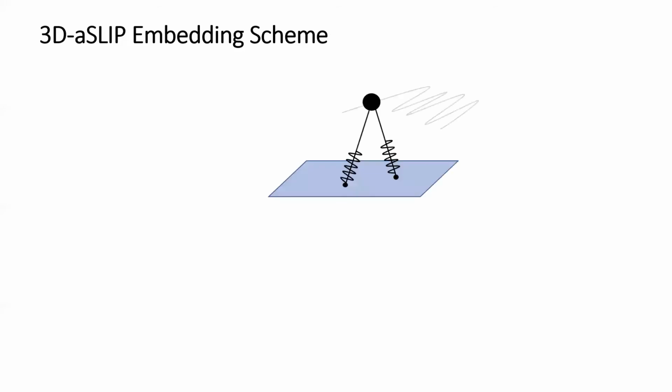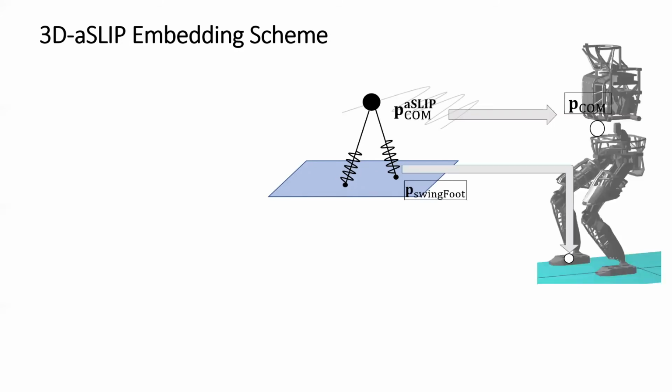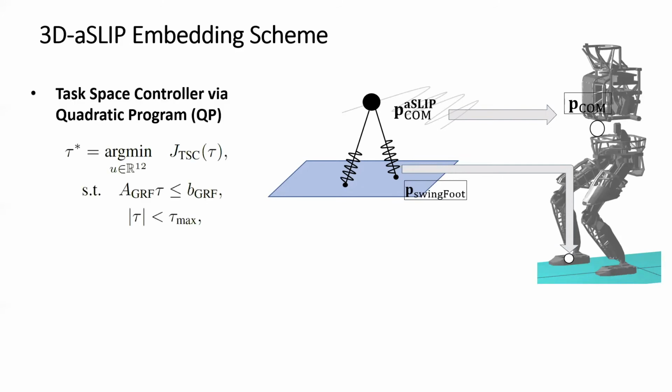Once we generate the walking behavior of the A-SLIP, we extract the center of mass trajectory and the swing foot location, and then control the center of mass and the swing foot of the humanoid to follow those trajectories. This is realized by the task space controller. Additionally, we want the ground reaction forces to behave similarly to that of the A-SLIP.